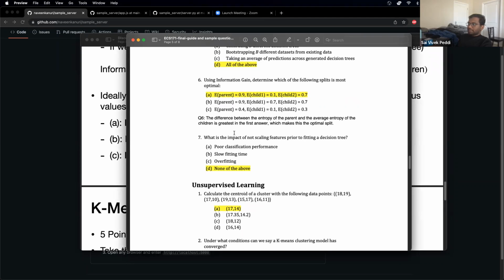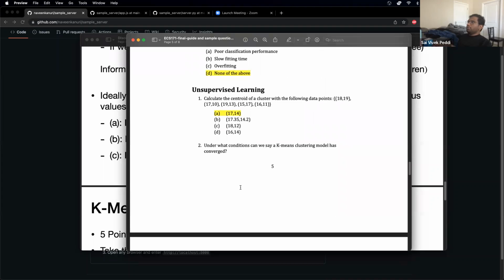What is the impact of not scaling features prior to fitting decision trees? Poor classification performance? Weight explosion? It's not any of these things. It doesn't matter whether you scale the features or not. What happens depends upon how you choose your model parameters.